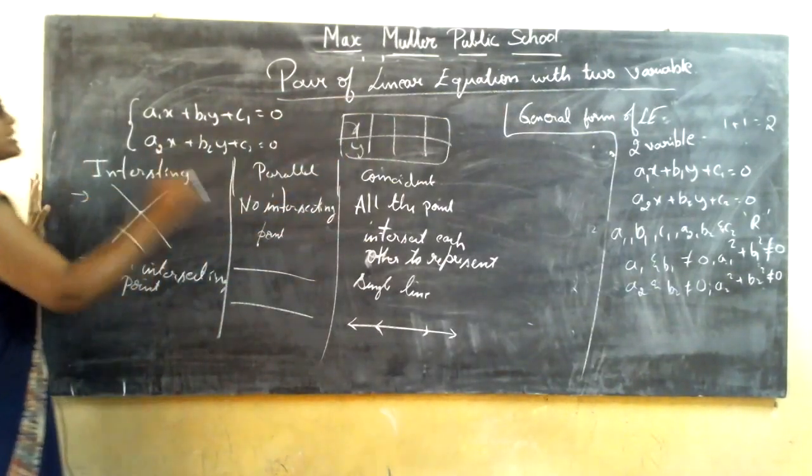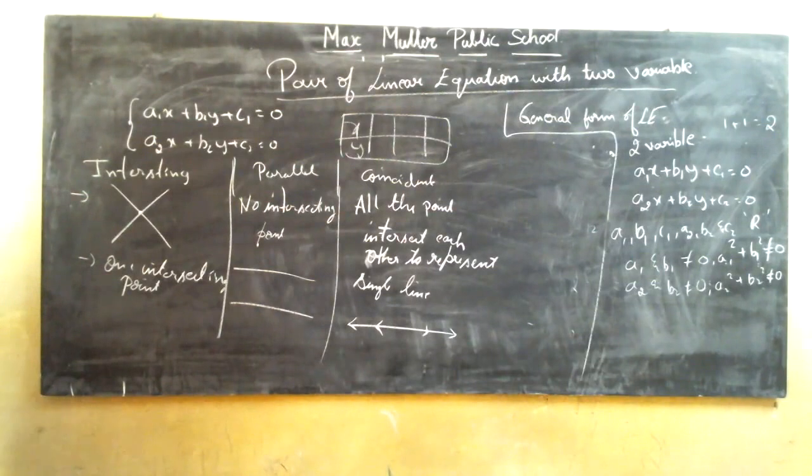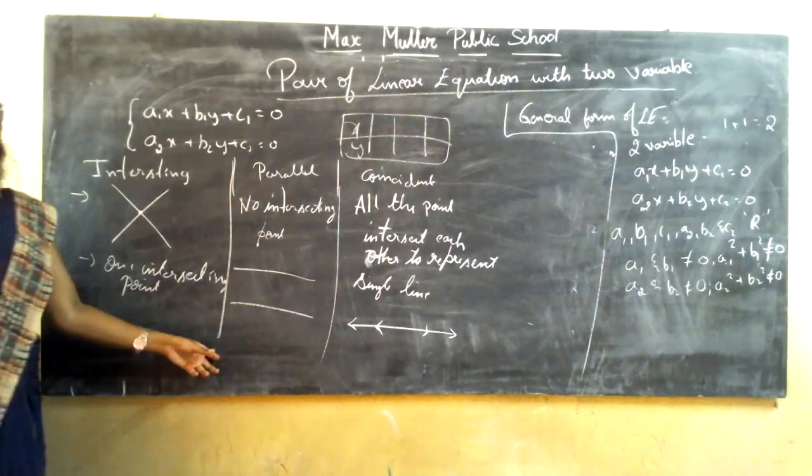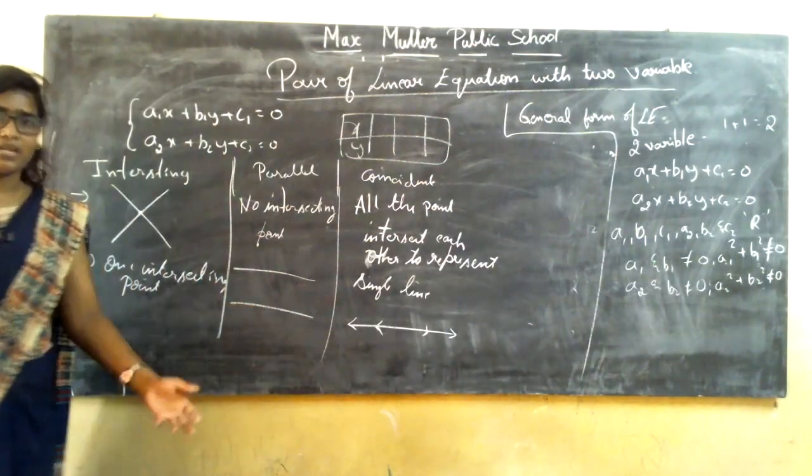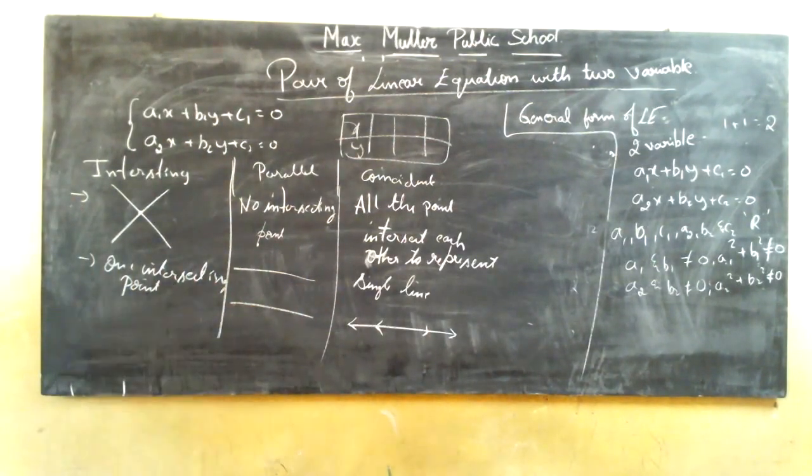Looking at the equation, if they ask you about the intersecting points, you are going to say, yeah, one point will be there. For the parallel lines, no intersecting points will be there, and for coincident lines, all the points should be intersecting with each other.